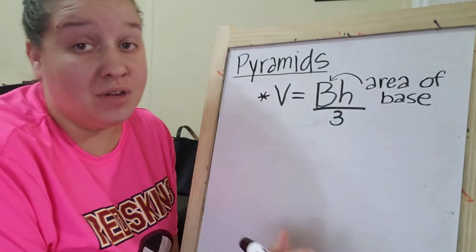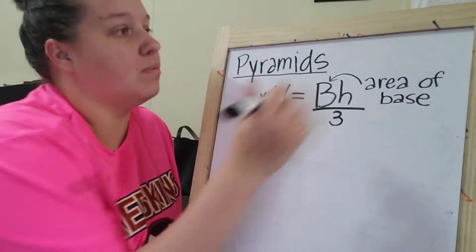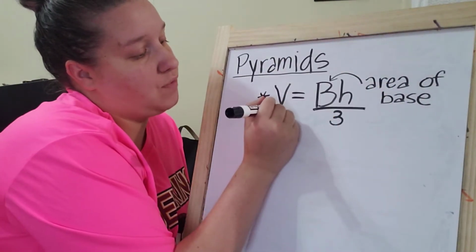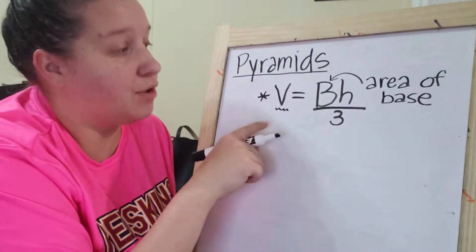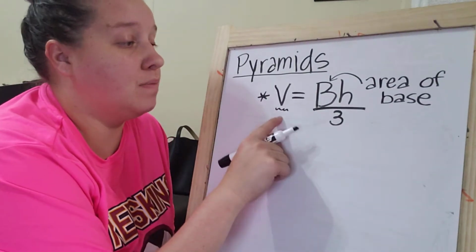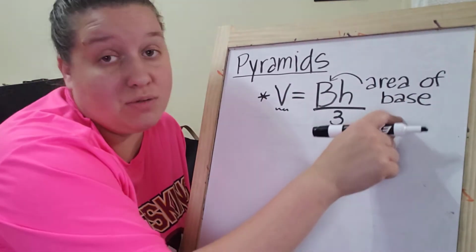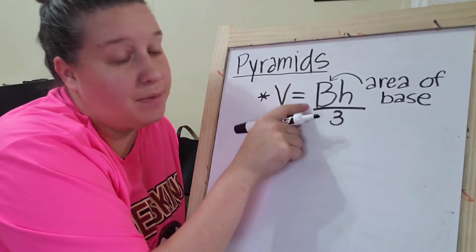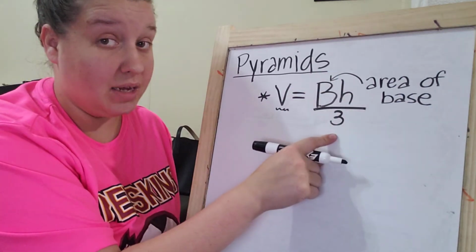Guys, I'm only giving you 10 questions this week on pyramids, the volume of pyramids. That's what the V is for, okay? Volume. The formula for the volume of pyramids I already have here. You need to write it down. Volume, V equals B, which is the area of the base. That's why I put it right here with a little arrow. Capital B means the area of the base times the height divided by 3, okay?